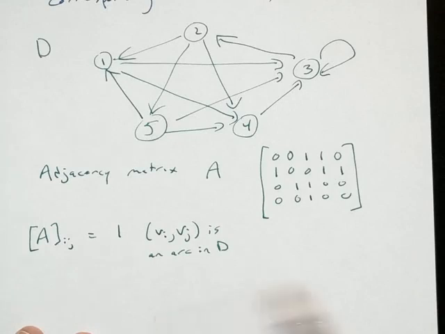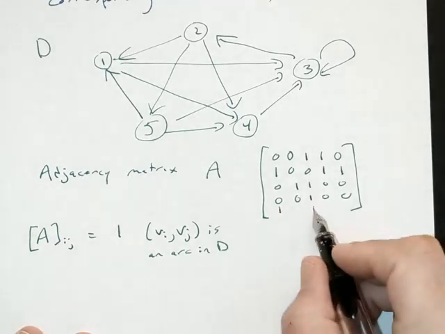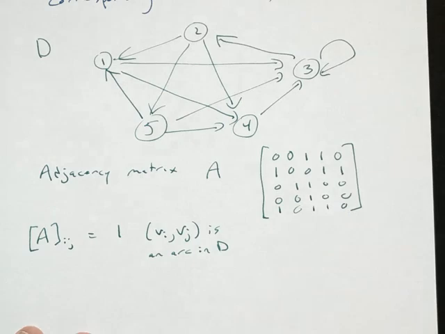Digraphs change my definition for degree. Add up the numbers in row 1. What does that number represent? The out degree. And if I add up column 1, the in degree.